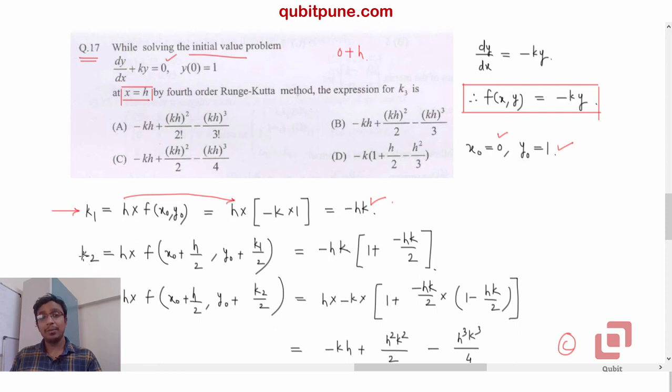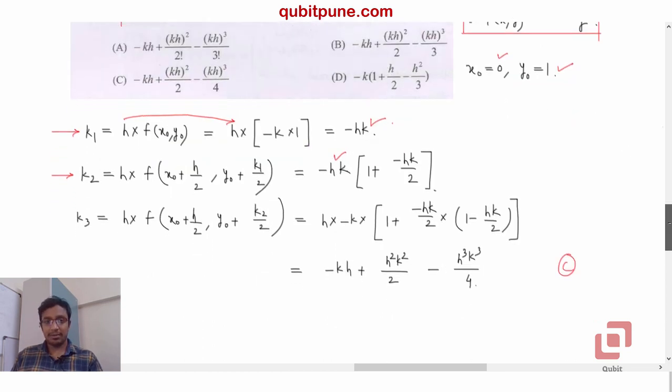You cannot determine k2 unless you know k1. So the formula to determine k2 is formula number 2. k2 is equal to h into f of x naught plus h upon 2, comma y naught plus k1 by 2. Now x naught plus h upon 2 is not going to play any role here because the expression we have for f of x, y does not involve x. So it's again negative k into y, so h into negative k outside, and you multiply it by y, which is y naught plus k1 by 2. So y naught is 1, k1 by 2 is negative hk by 2, so 1 minus hk upon 2. That is k2.